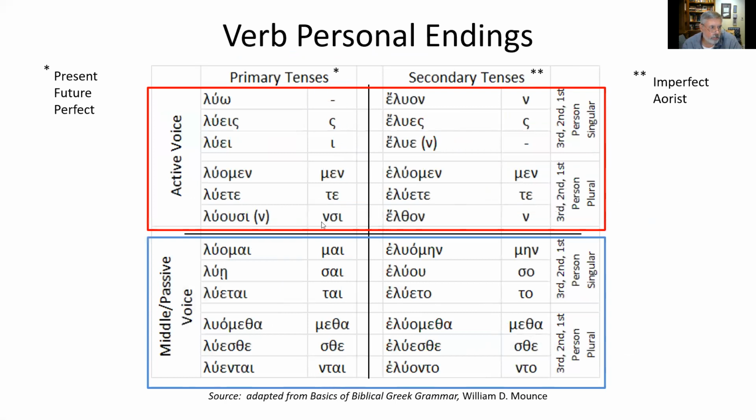Once you learn all of this, you know all the primary active tenses. Once you learn all of this, you know all the primary middle passive tenses, excuse me. And so it's worth learning these endings. O, eis, ei, omen, ete, ousi, omai, ei, etai, ometha, esthe, ontai. And then later on, when we do the secondary tenses, you'll learn these. Secondaries are used just for the aorist and the imperfect. But the good news is a large percentage of present, future, and perfect tenses use the primaries. So you'll see these over and over again.